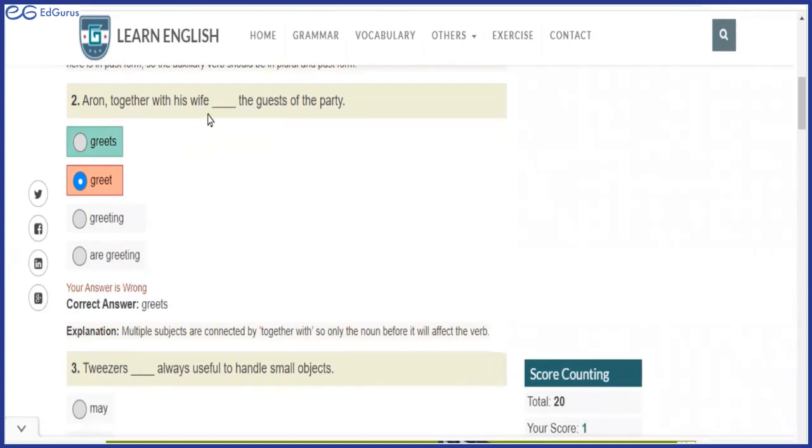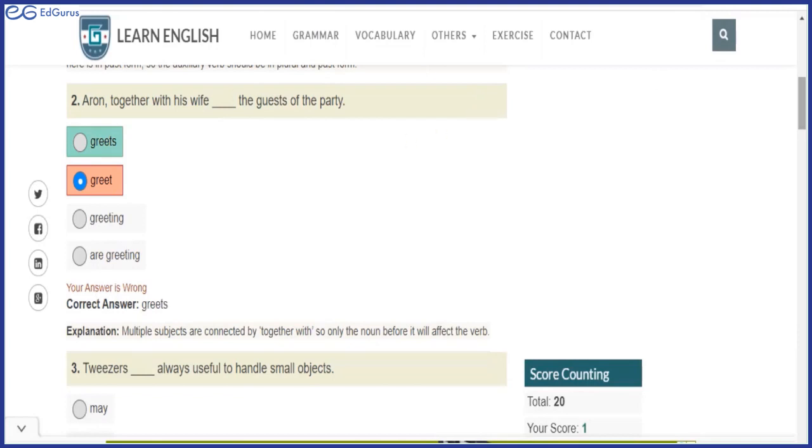Aaron together with his wife, meaning he is accompanied. His wife is also gone with him. But he greets the guest of the party. Aaron greets, the emphasis on Aaron, which is singular subject. So it would be singular verb. Anyway, now read the explanation here. Multiple subjects are connected by together with, so only the noun before it will affect the verb. This is added to the actual subject, but the actual subject would be considered. I hope it is clear.